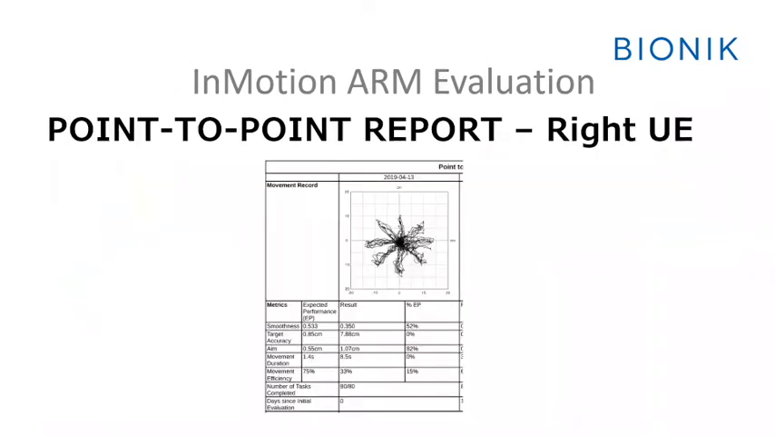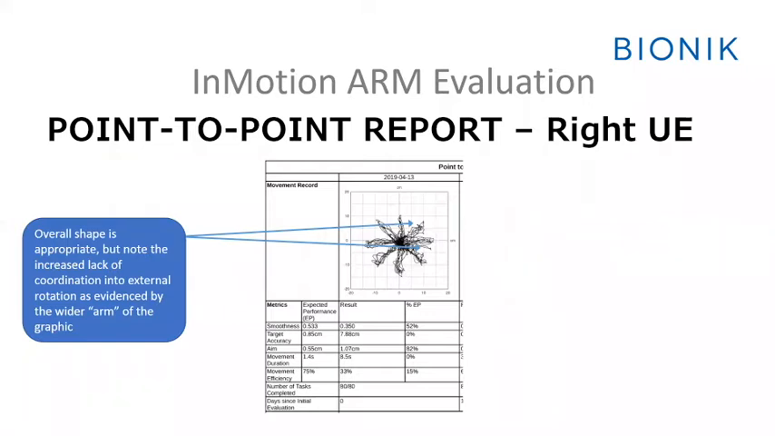For example, this patient is able to move into all of the directions around the circle, but if you look more closely, you can actually see the overall shape is appropriate. But note the increased lack of coordination into external rotation as evidenced by the wider arm of the graphic into the northeast and east directions, which correspond to external rotation and external rotation combined out of synergy pattern into shoulder flexion and elbow extension.